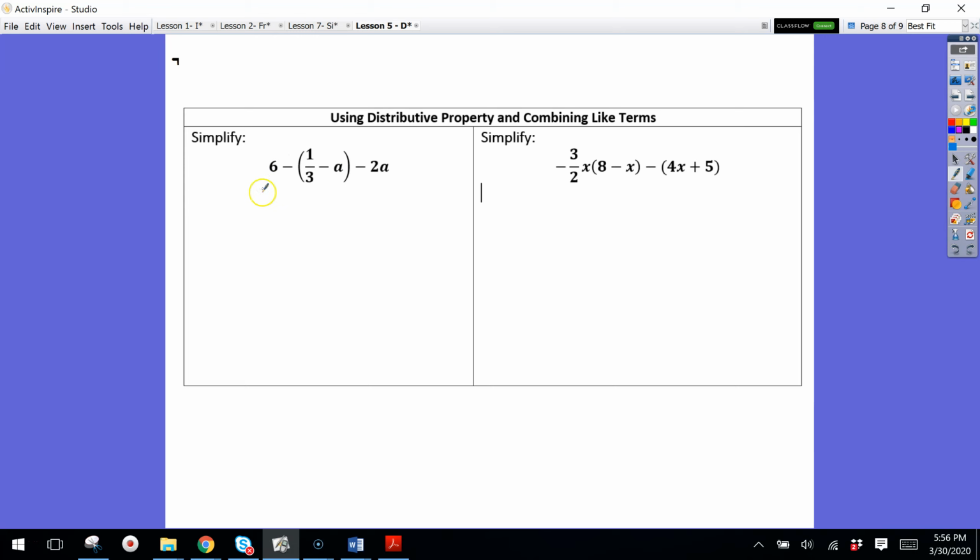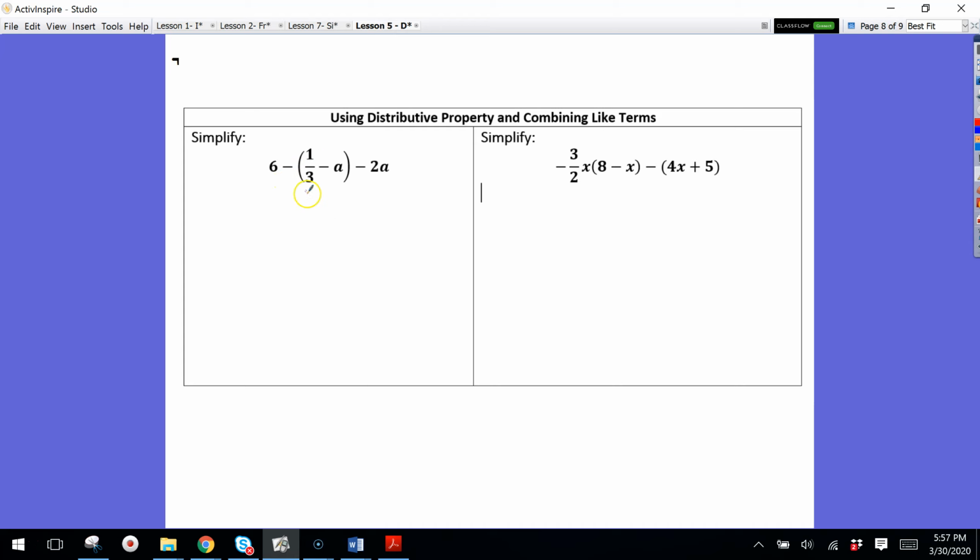So in this next video, we're going to be discussing how we can use the distributive property and combining like terms to simplify an expression. The first thing that we're going to want to do is use the distributive property and get rid of our parentheses, because remember, parentheses kind of keep our variables and our constants hostage. So we want to get rid of them by using the distributive property.